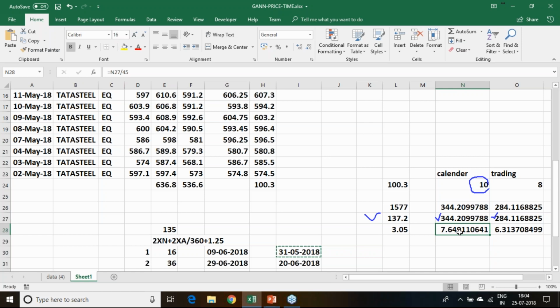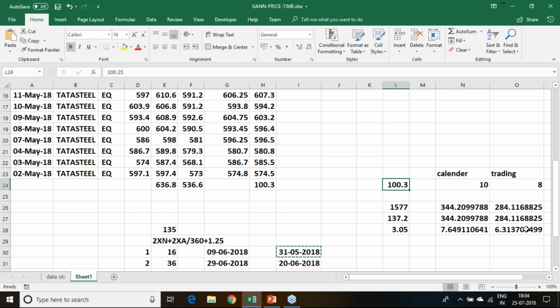So 45, if we multiply with 3.05, you are getting 137. 45, if you are multiplying with 6.31, you are getting 284. 45, if you are multiplying with 7.65, you are getting 344. But there is no relationship between them. There is no squaring. So they do not relate with each other. Calendar dates and trading dates are not related to each other, and price range also does not relate to each other with any degree multiple.